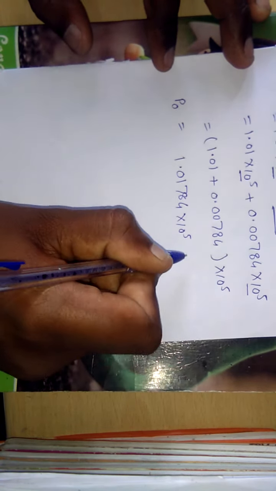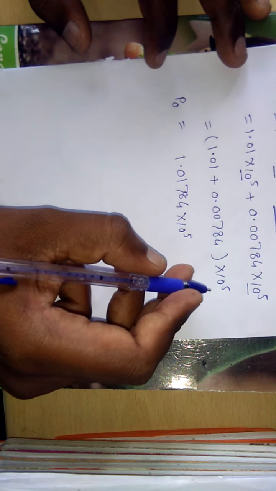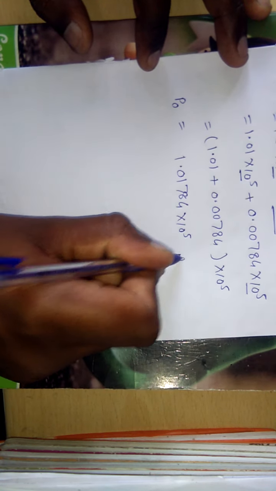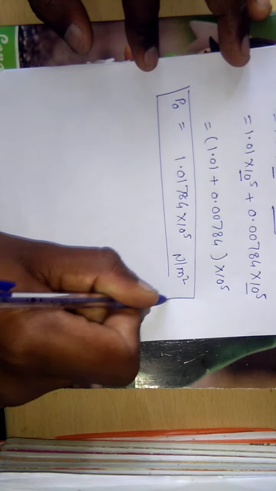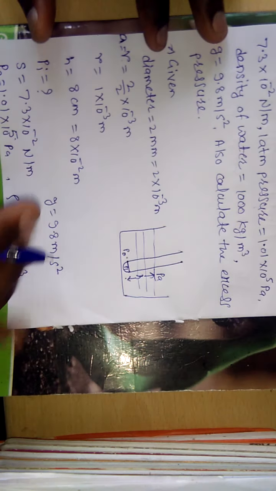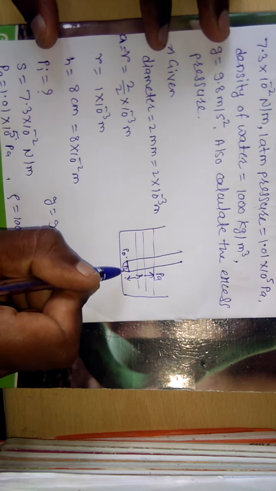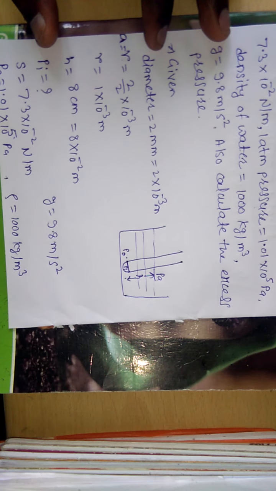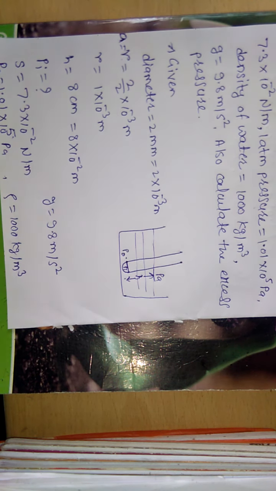Okay, now this is the pressure outside, in terms of Newton per meter square. Now this is the pressure outside the bubble. Okay, next the pressure difference. Now the bubble here is a hemispherical bubble.